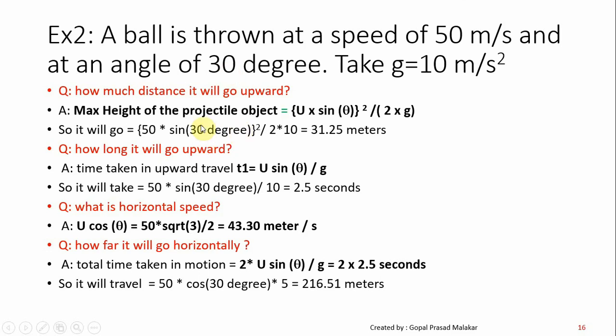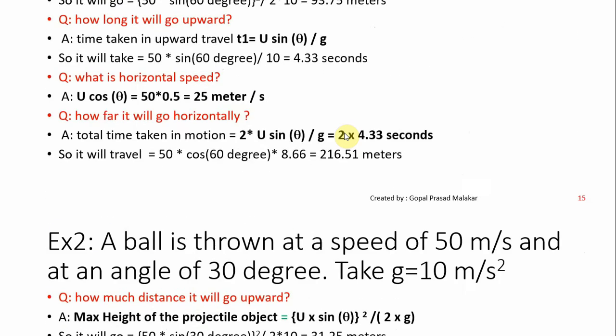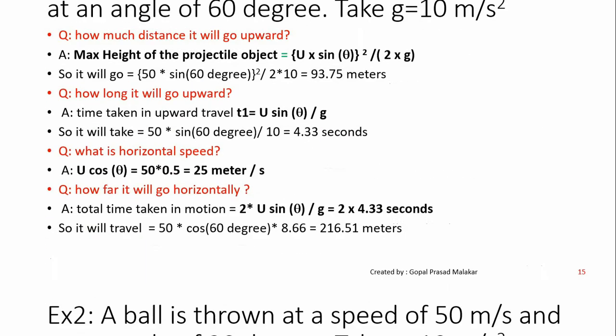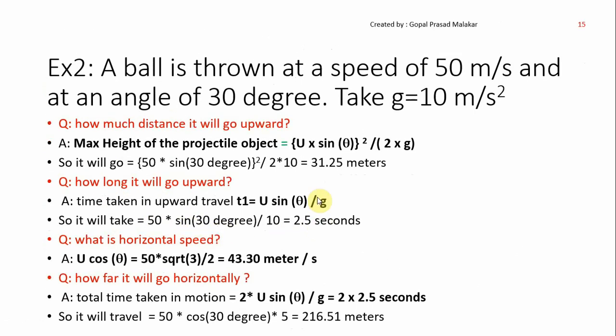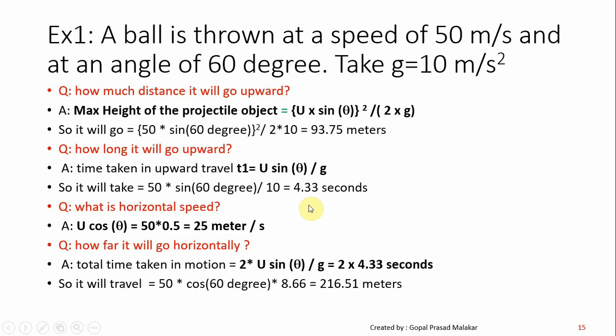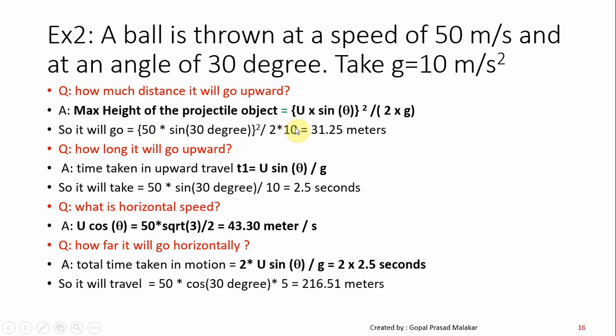Now let's solve the same problem, but this time with angle 30 degree. The only thing I have done here is replace theta from 60 to 30. And you see here, how far is it going upward? It is going 31.25, which was earlier 93.75. The upward travel time is actually less. It is just 2.5, which was earlier 4.33. So look, when the angle has reduced, the upward travel time has reduced, and how far it will go upward has also reduced.